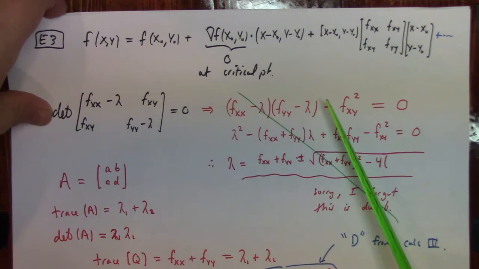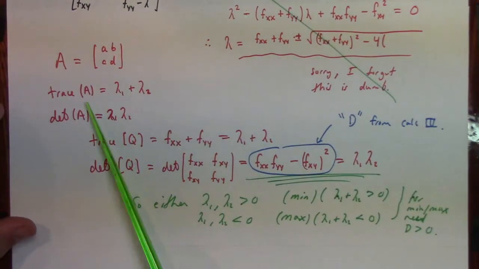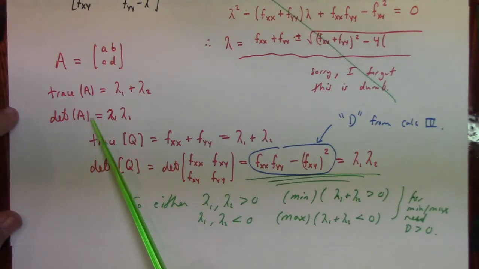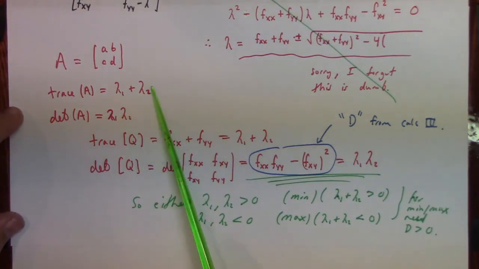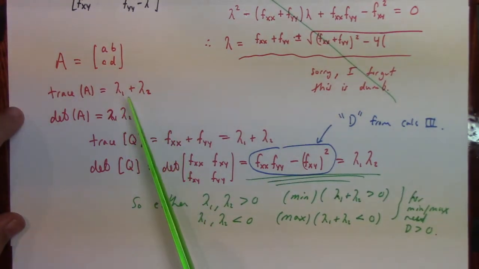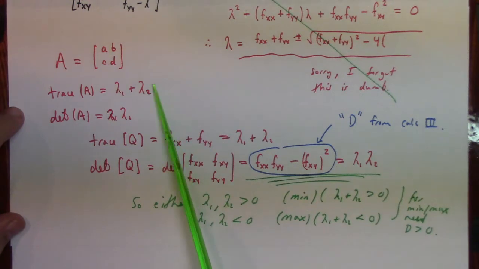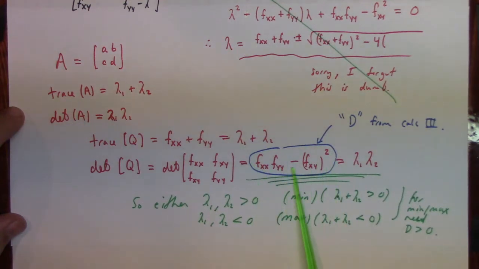There's an easier way. For a 2x2 matrix, a super nice result is that the trace is the sum of the eigenvalues and the determinant is the product of the eigenvalues. Actually, this is true for an n by n matrix, but it's especially useful for a 2x2 matrix in this one, because the trace of the Hessian is the sum of the second derivatives, but the determinant of the Hessian is this thing. That's what we call D from calculus 3, right? Now think about it. That D is going to be the product of the eigenvalues.